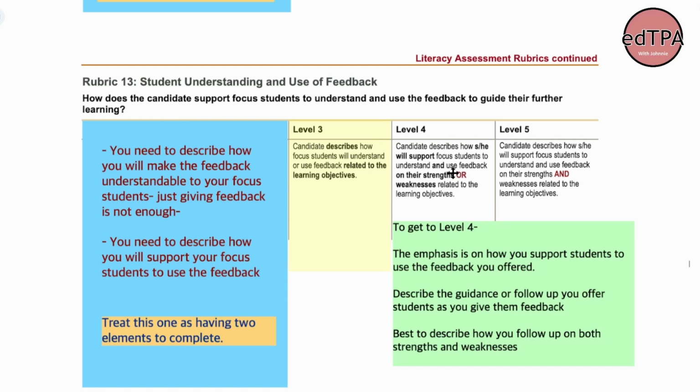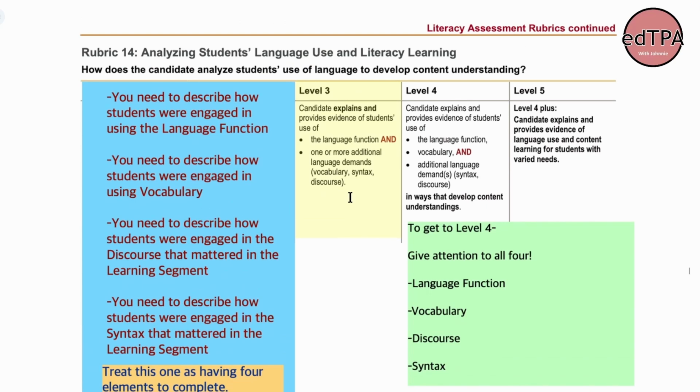So notice that you have strengths, weaknesses, both of these in terms of feedback. In level 3, they didn't describe what quality of feedback, but for level 4, it's strengths or weaknesses. So to get to level 4, the emphasis is on how you support students to use the feedback you offered. Describe the guidance or follow-up you offer students as you give them feedback. And it's best to describe how you will follow up on both strengths and weaknesses. That's the main thing here for level 4, strengths and weaknesses. It's very plain in the prompt that you should address that. So that's rubric 13. This is rubric 14. How does the candidate analyze students' use of language to develop content understanding?